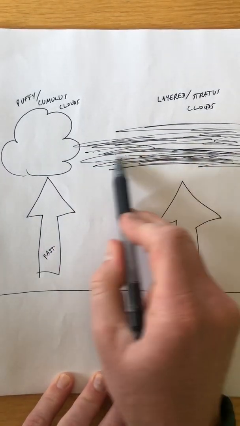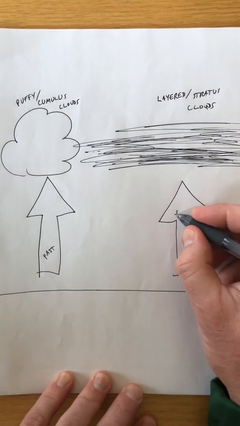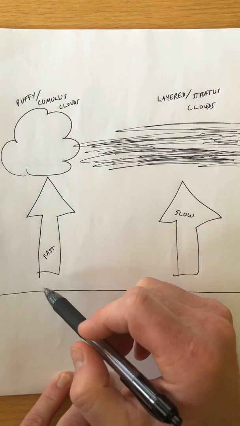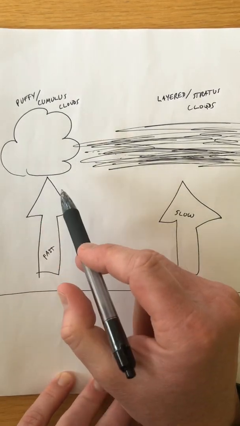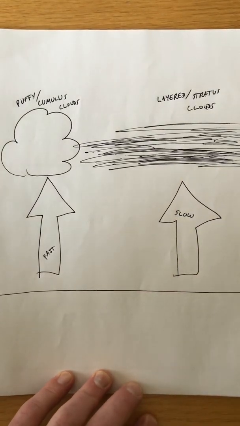If it's more spread out and it covers most of the sky, it's a layered stratus cloud, and that's because the air is rising really slow. So in a nutshell, if the air goes up fast, you get puffy clouds. If it rises slow, you get clouds that form a layer.